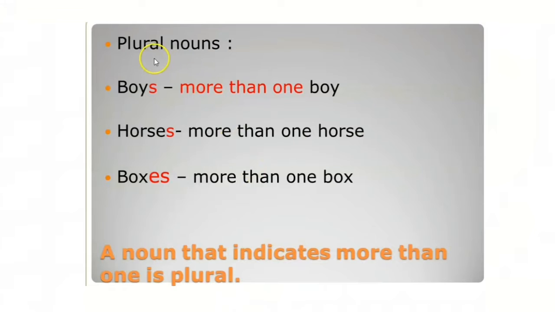Plural nouns. Plural nouns يعني صاروا أكتر من one. جمع. Boys يعني more than one boy. Horses, more than one horse. Boxes, more than one box. So, a noun that indicates more than one is plural. So صار عندي singular and plural. Singular هو الاسم المفرد. Plural هو الاسم الجمع.